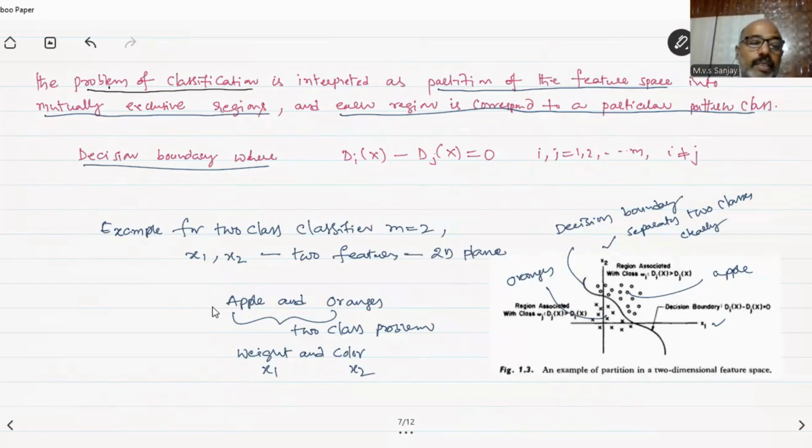For example, we can take apples and oranges. In order to classify these two classes, the features may be weight and color.